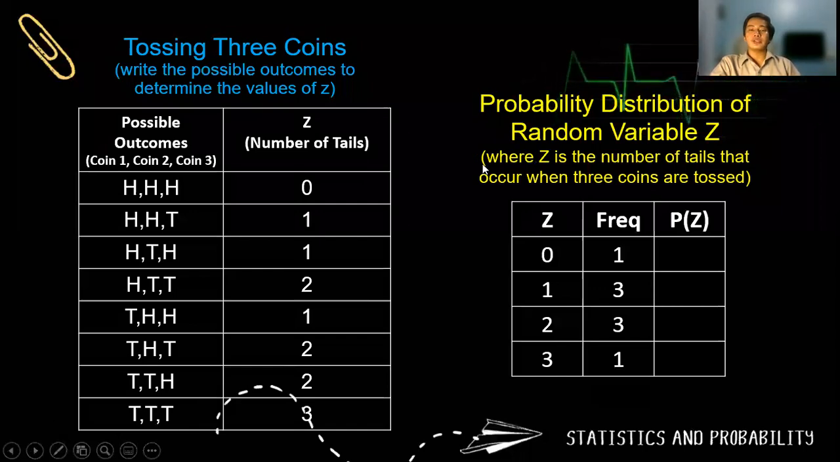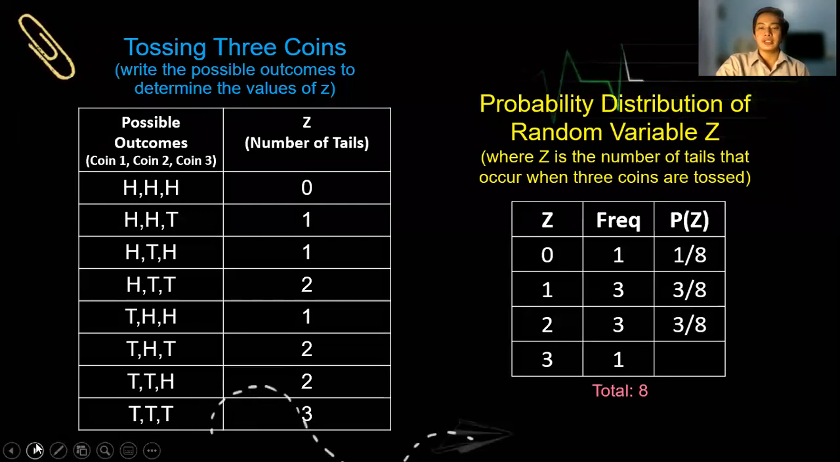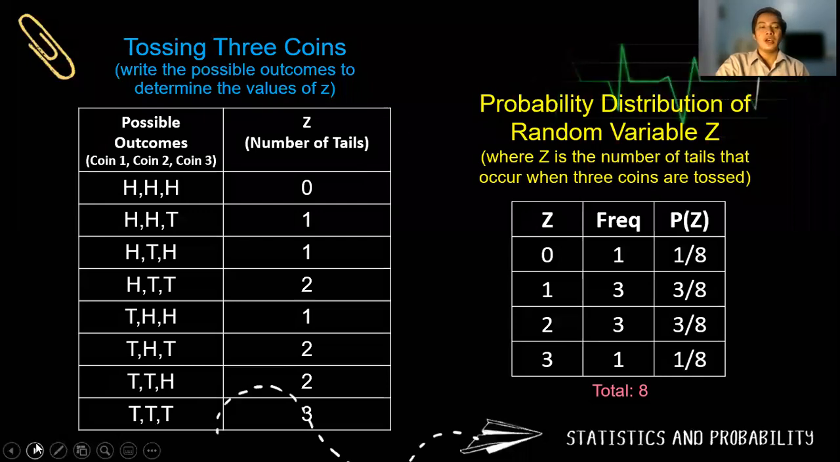Then, how many total outcomes do we have? 2 times 2 times 2. So we have 1, 2, 3, 4, 5, 6, 7, 8. Therefore, when we write the probability of the random variable Z for this column, we will get 1 over 8, 3 over 8, 3 over 8, and 1 over 8 respectively.